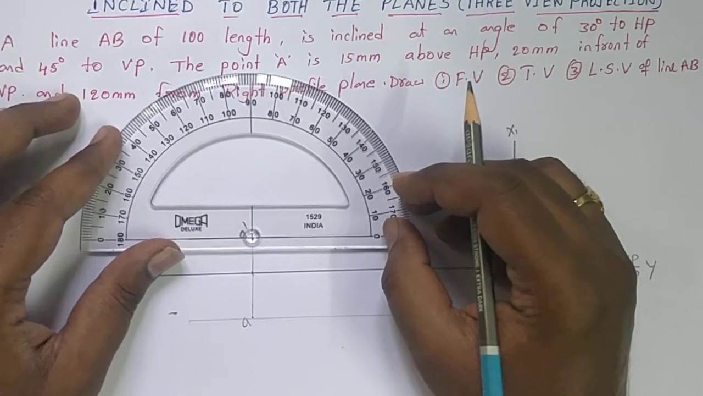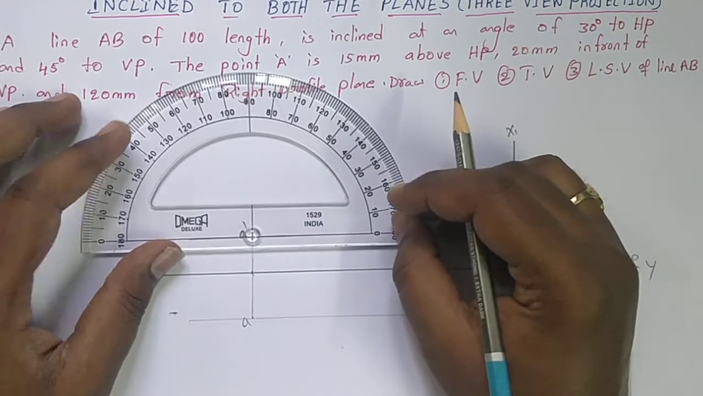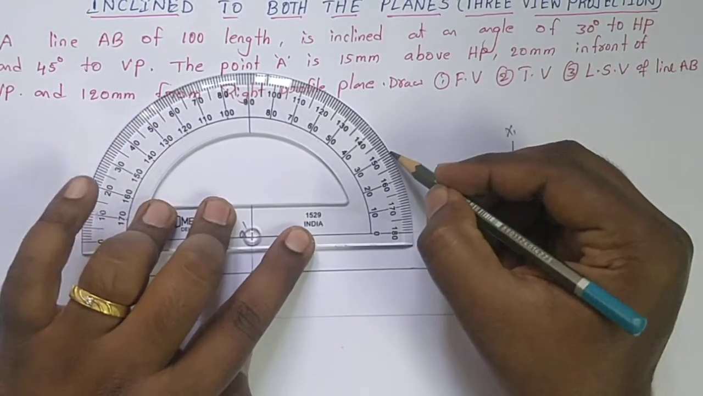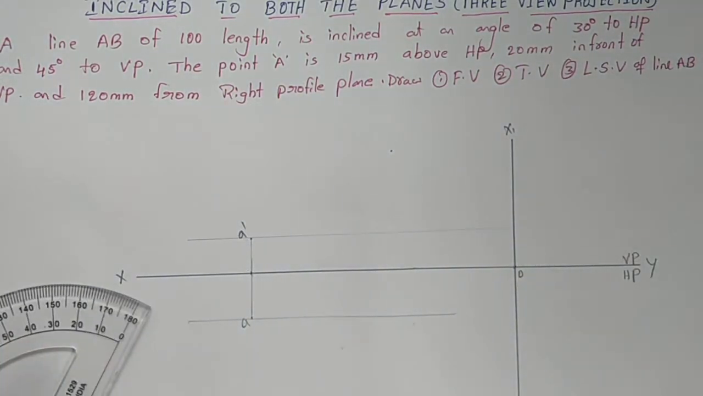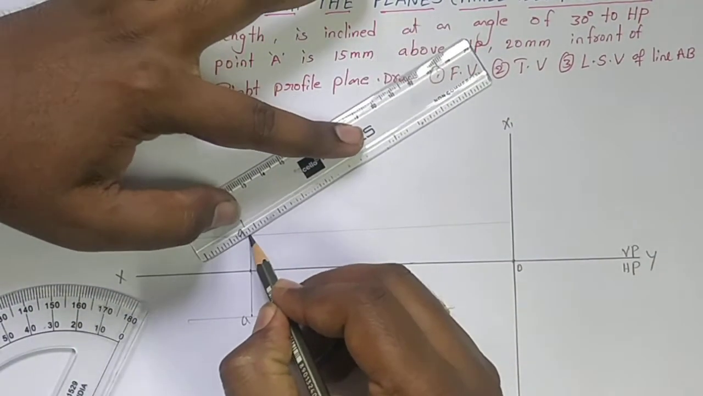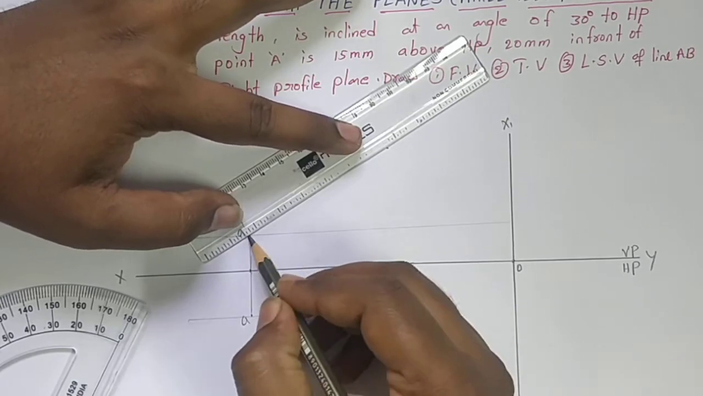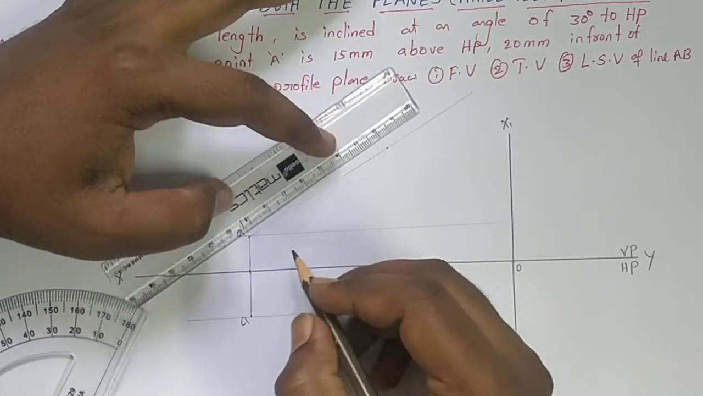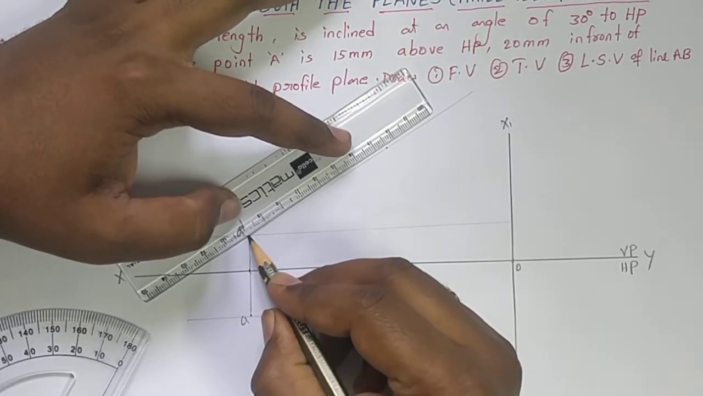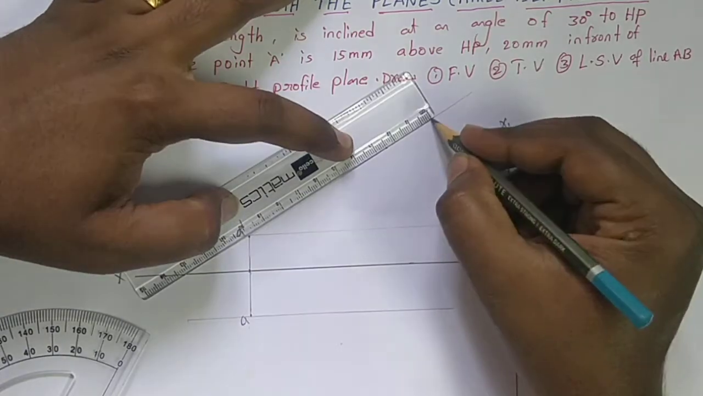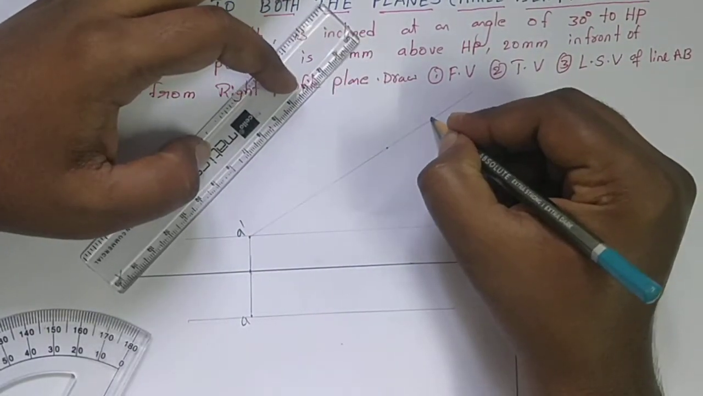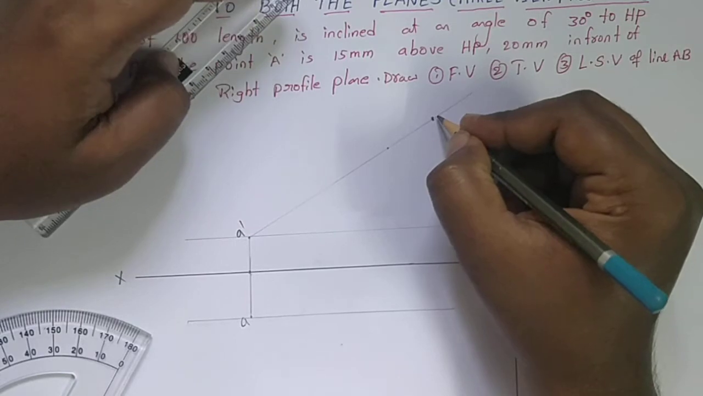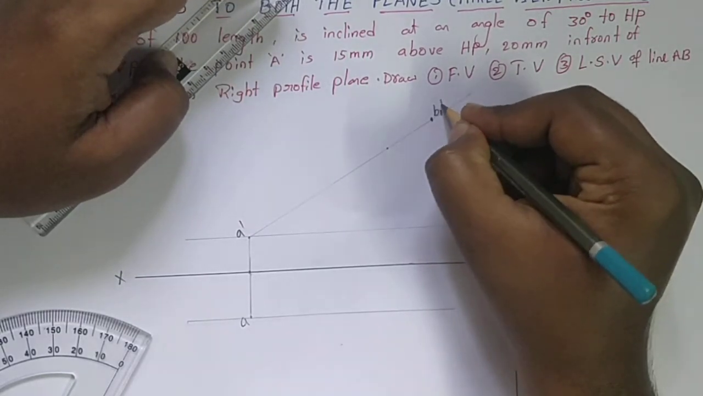From here we need to draw one inclined line, that is 30 degrees inclined to HP. Next, join these two points. On this line we need to measure 10 centimeters, that means 100 millimeters. It is the end point of line AB, the true length, denoted by B1 dash.